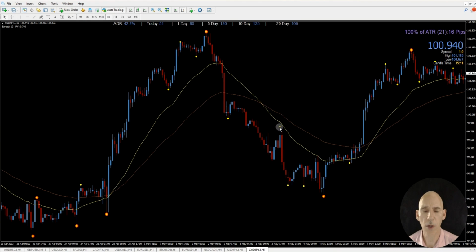So always be looking for confluence. Maybe you're into Fibonacci levels. Maybe you're into oscillators, the RSI, the MACD, whatever it is. I'm really big on monthly closes.